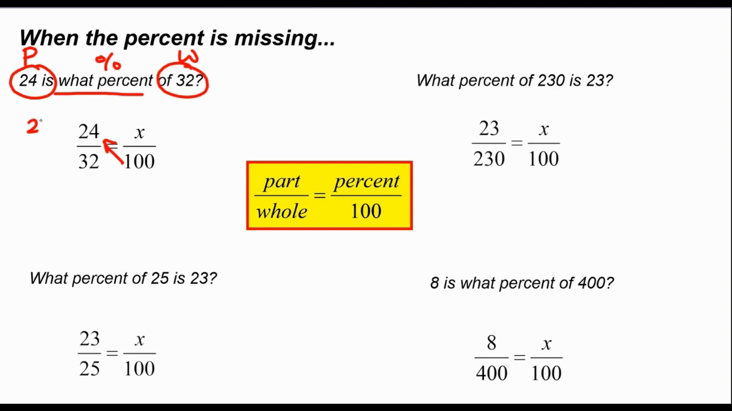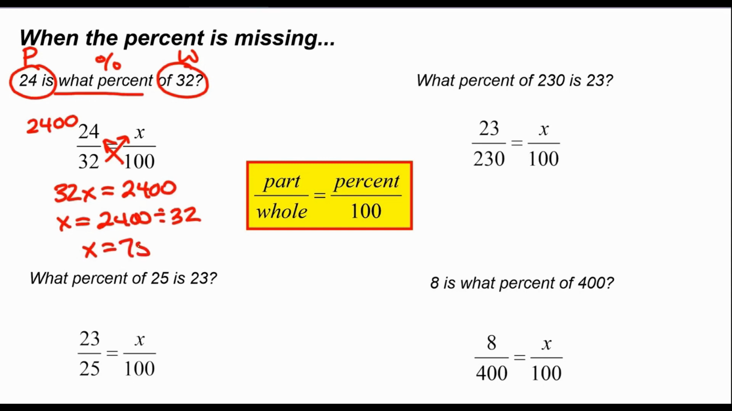100 times 24 is 2,400. And so I know 32 times X equals 2,400. So X would be 2,400 divided by 32. And that gives me 75. Now, when the percent is missing, we have to be careful and make sure that we put a percent symbol on our answer because we were looking for a percent. So 24 out of 32 is what percent? That's 75%.